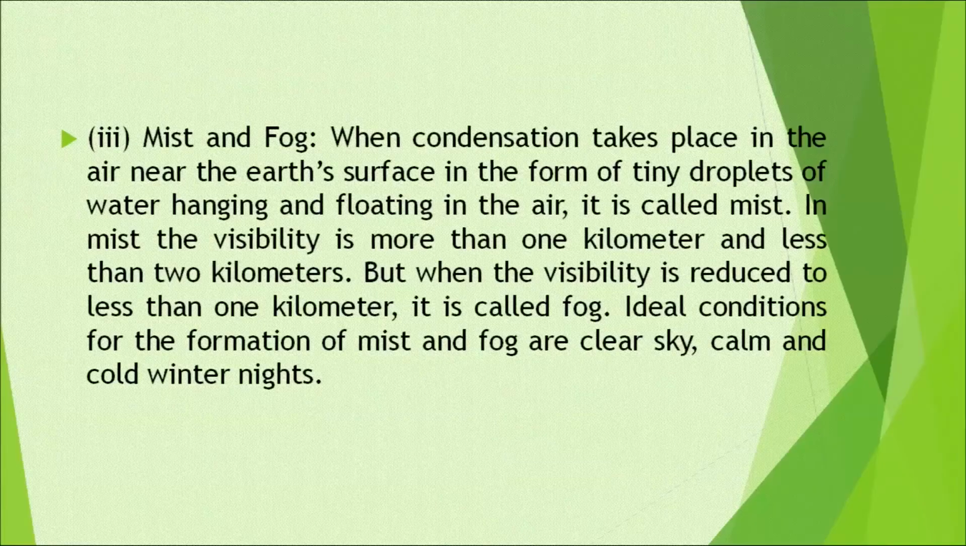Mist and fog. When condensation takes place in the air near the earth's surface in the form of tiny droplets of water hanging and floating in air, it is called mist. In mist, the visibility is more than 1 kilometer and less than 2 kilometers. But when the visibility is reduced to less than 1 kilometer, it is called fog. Ideal conditions for the formation of mist and fog are clear sky, calm and cold winter nights.